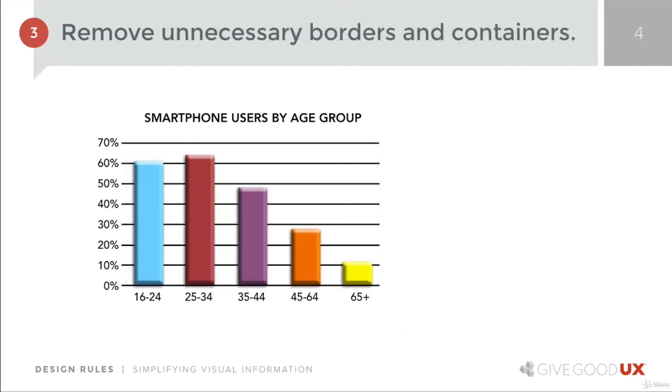Next, we remove unnecessary borders and containers. Those boxes surrounding this are redundant. There's no reason to have a box around the whole chart. There's also no reason to have a box around the data area. It's just additional noise. You see how this is starting to become clearer, easier to look at, simpler? But we're not done yet.